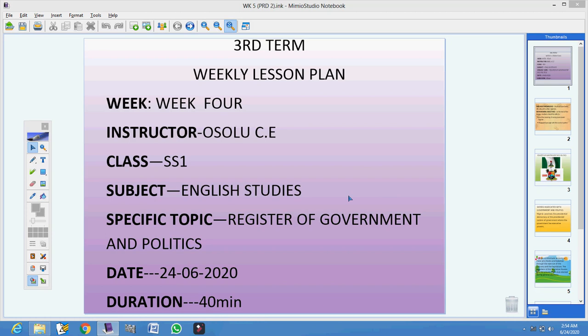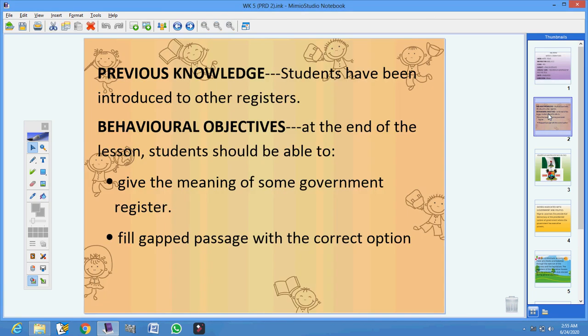Today we shall be looking at Register of Government and Politics. We shall try to develop a vocabulary bank by looking at some words associated with government and politics. At the end of the lesson, you should be able to give the meaning of some government register, and fill a gapped passage with the correct option.